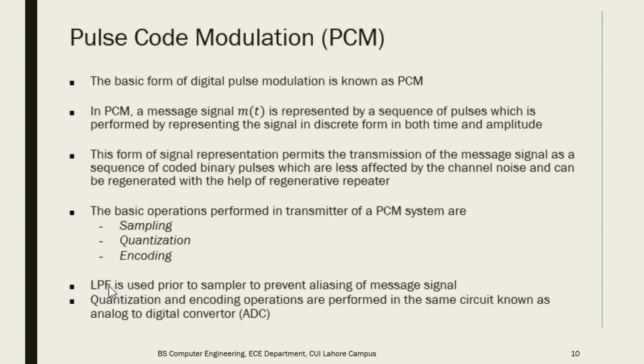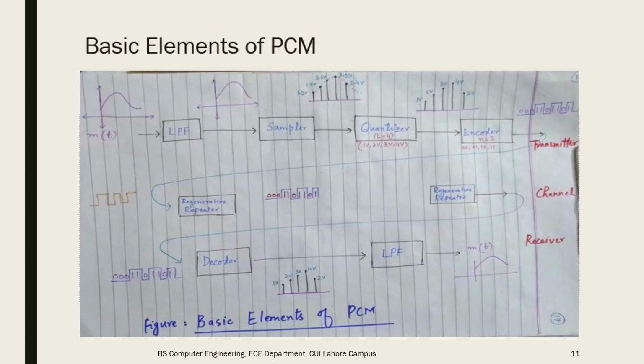And LPF is also used prior to the sampler to prevent aliasing of the message signal. We have discussed this important point in our previous lecture related to the sampling theorem. Then after sampling we perform quantization and encoding, and these operations are combinedly termed as analog to digital converter. Let's have a look at the basic elements of PCM, pulse code modulation.